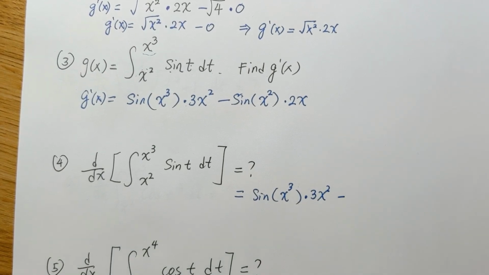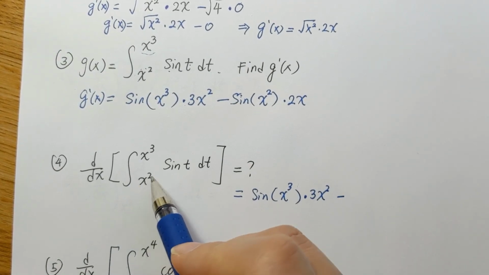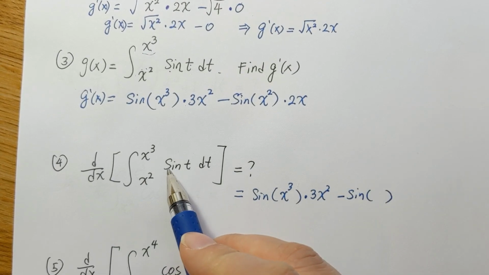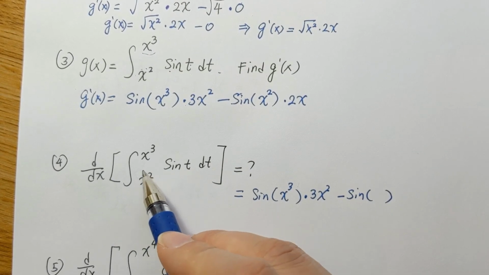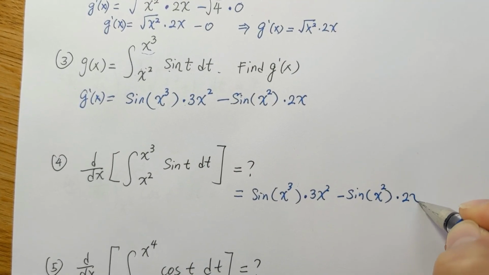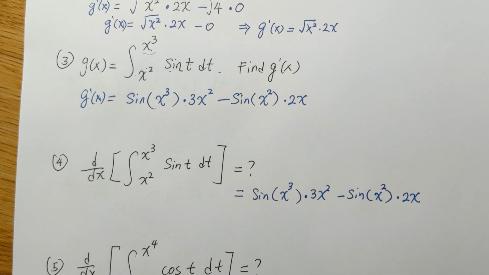Now you subtract. And then you're going to do the same thing. This time you put sine in parentheses because you have sine t. So you have x squared as the lower limit. You put x squared. And immediately you multiply 2x.